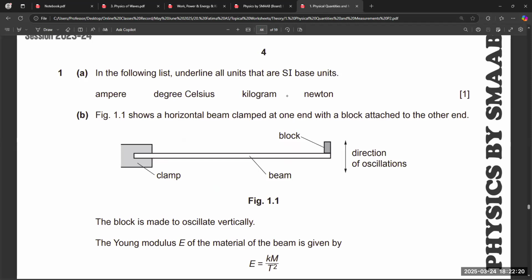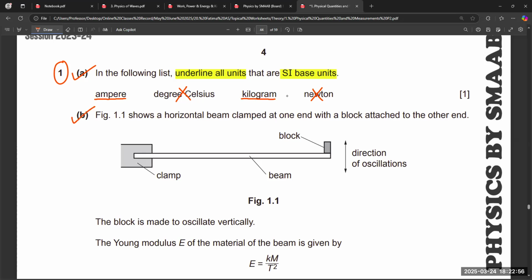So the first part is: in the following list, underline all the units that are SI base units. So SI base units are ampere and kg. These are not SI units, because there are only seven quantities. Those seven quantities are the base quantities and they have their base units also.